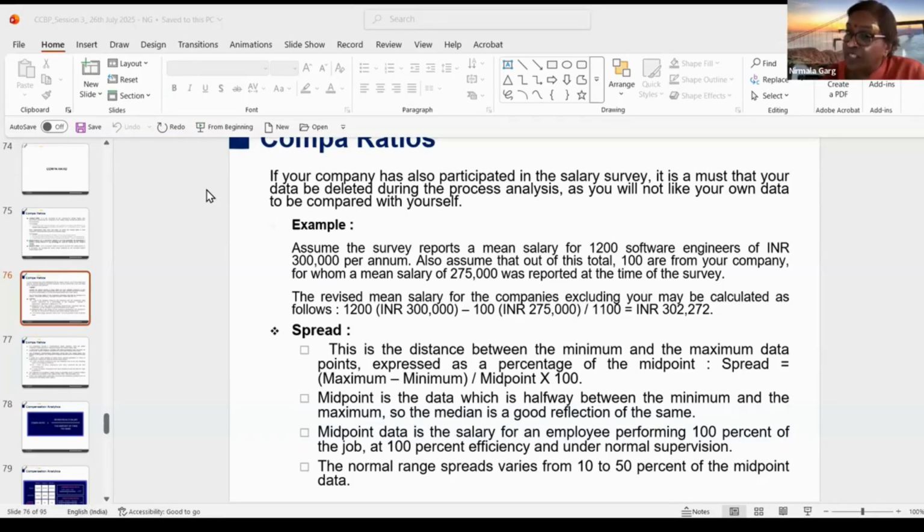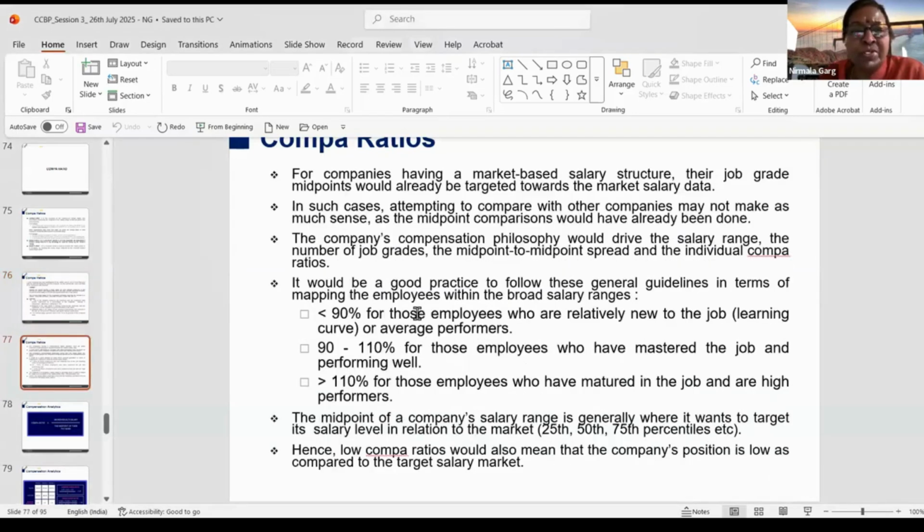Again, you don't look at just comp ratios, you'll also look at performance, because you want to retain your top performers, you want to be fair, so you will ensure that you are. So these are the times where you are using a comp ratio. Then there's another thing called red circle, blue circle.